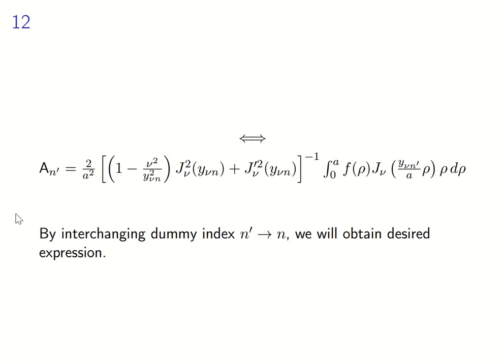And after evaluating the sum which involves the Kronecker delta function, we will obtain an isolated expression for the n prime coefficient, and by interchanging the dummy index n prime to n, we'll obtain the desired expression.